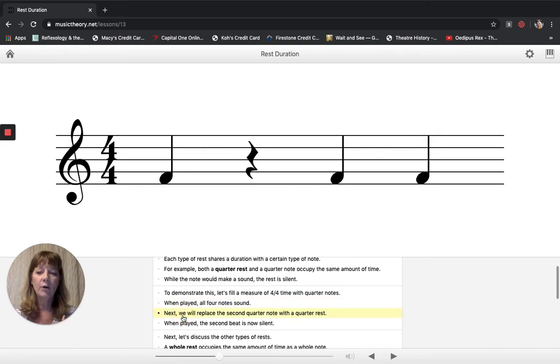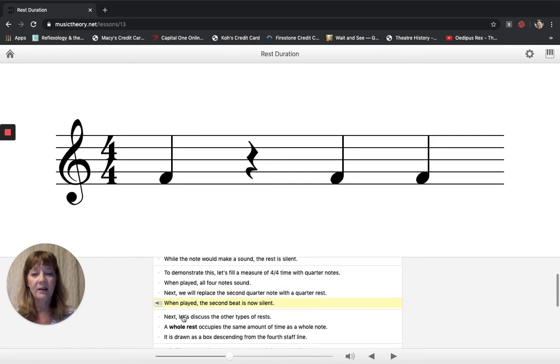So next, we're going to put a quarter note rest in there. So if I were singing this, it would be la, la, la. So if I'm counting it out, la, la, la. That rest represents a time where you don't sing. It's one quarter of the measure, right? So when playing, that beat is now silent. So this is what it would look like when you're singing it, right? Let's do it again. La, la, la.